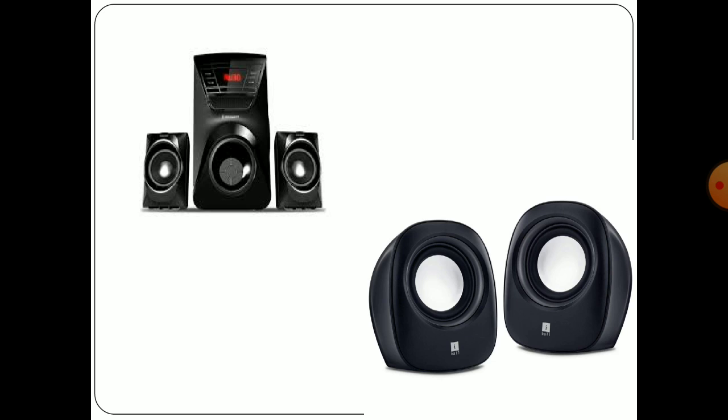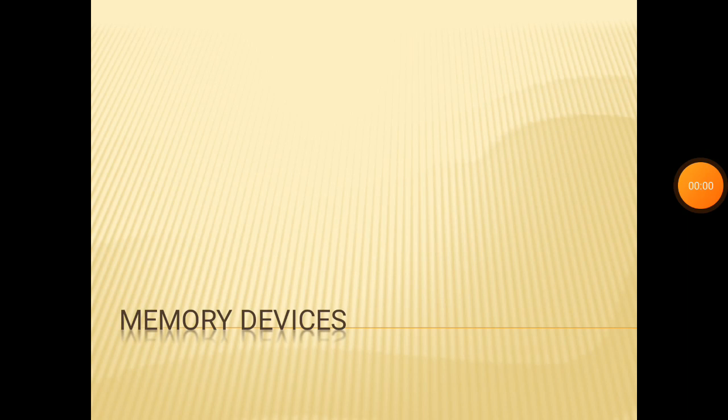Now we'll start with your memory devices, the last part of the chapter. We'll study the different memory devices. So now we'll start the next point from the second chapter, that is memory devices. As we had seen in the functional units of your computer system, we have mainly 4 functional units. One is the input unit, another is the output unit, then comes the central processing unit, and then we have the memory unit.